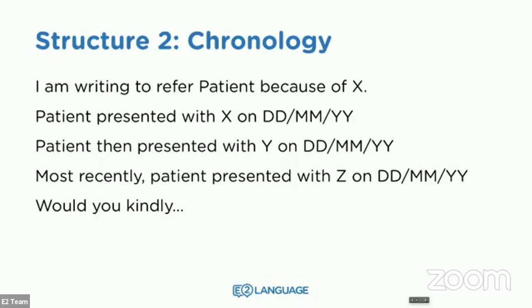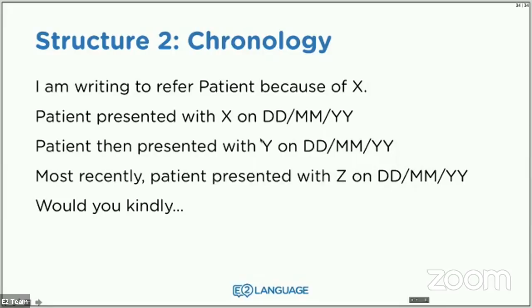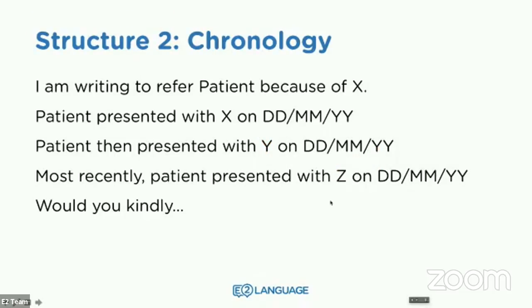I'm writing to refer patient because of X. Patient presented with X on this date. Patient then presented with Y on this date. And most recently, the patient presented with Z on this date as well. Would you kindly... Now, it may not be X, Y, and Z. It may be presented with X again. And then it might be here, it may be presented with X plus Y, something like that, okay? Anyway, you see how you can set this out chronologically instead of main medical issue.